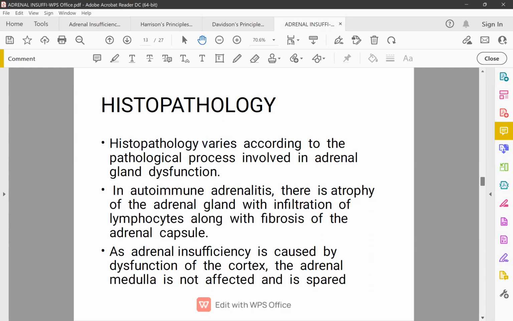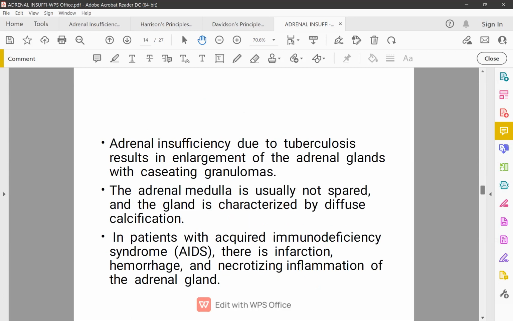Whenever there is adrenal insufficiency destruction, it is the cortical destruction and not the medulla. Medulla secretes the sympathetic hormones, so it is not affected. It's only the cortical hormones that are affected. From the medulla, we have adrenaline and noradrenaline. Okay.